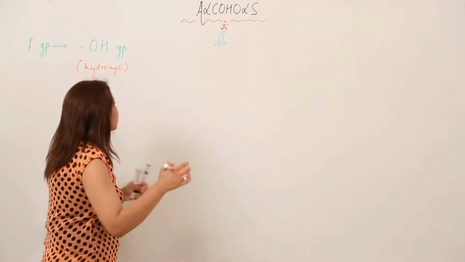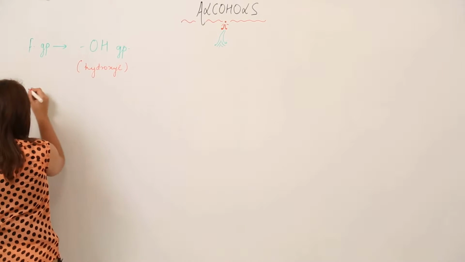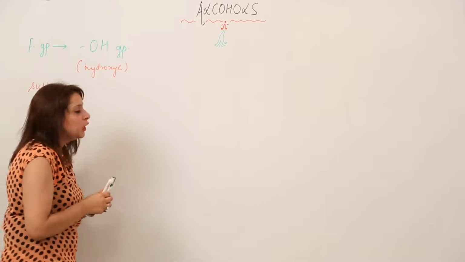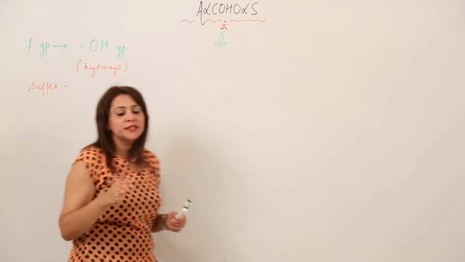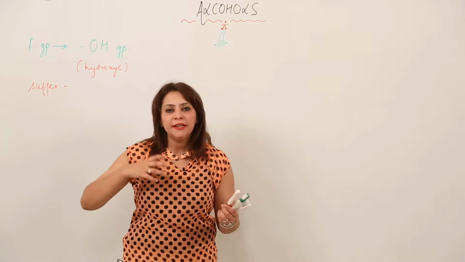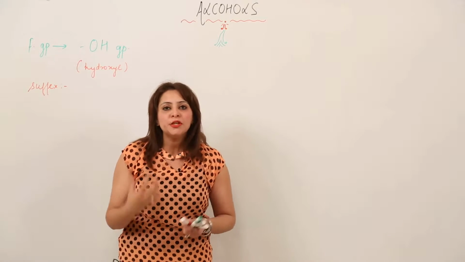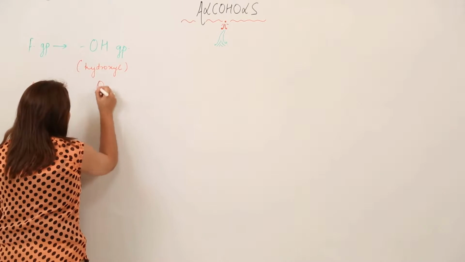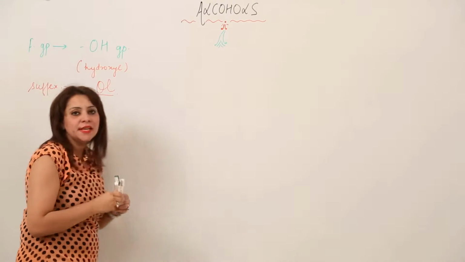And before we start with the members, I want you to know what the suffix involved is. So what is the suffix? Suffix is the ending of the name. So in case of alcohols, or the members of the alcohol, their name ends with the suffix that is "ol". So the suffix is "ol".